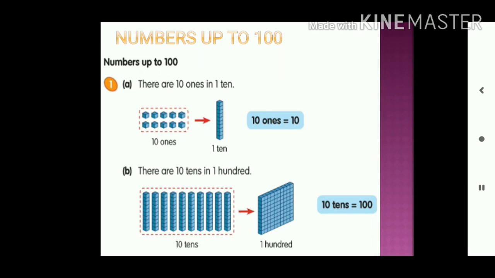So, how do we get the number 10? We get the number 10 by counting ones 10 times. That means 10 ones gives us the number 10. Right, children? In the same manner, how do we get the number 100? We count the number 10 times and it gives us 100. That means 10 tens is equal to 100.